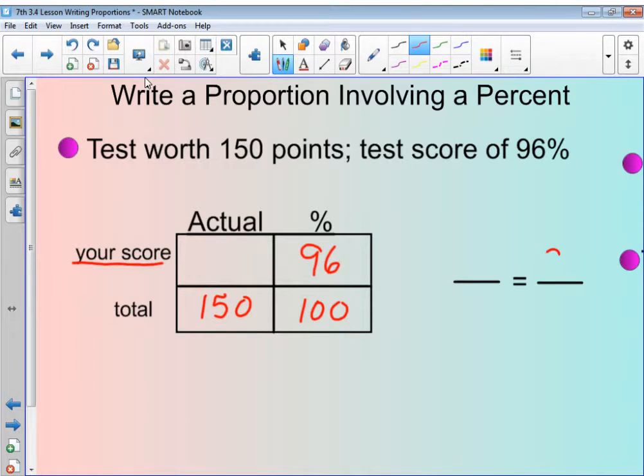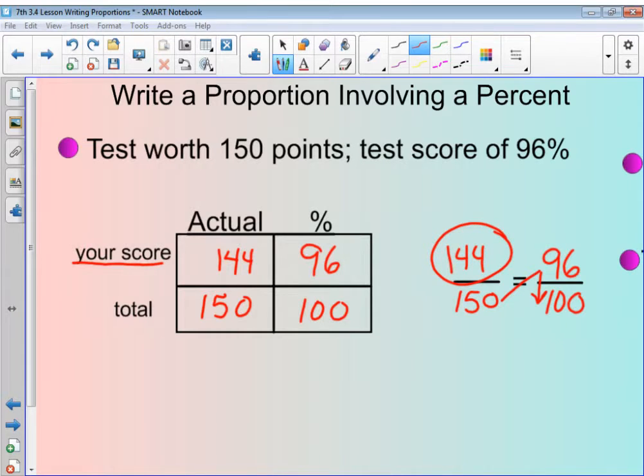So if I set it up using fractions, it would look like this. And then the actual test was 150 points. We're going to cross multiply and then divide by 100. So 150 times 96, and then divide that by 100, or take the 2 zeros off. You got 144 points out of the 150. So my answer would be 144 points.